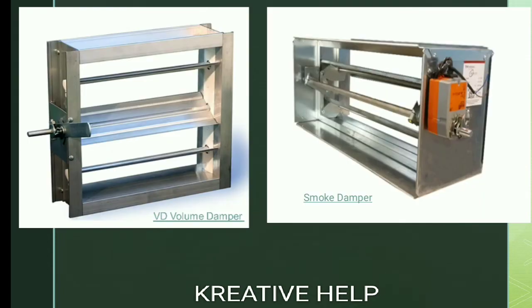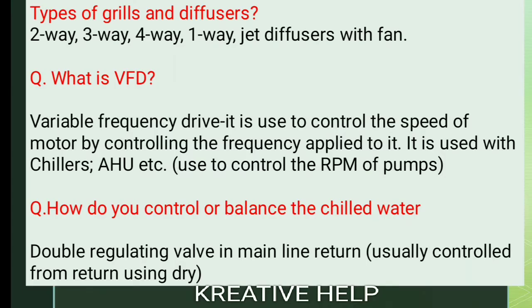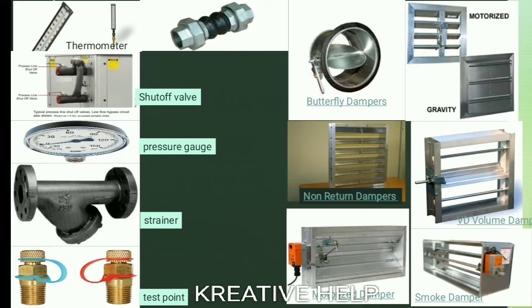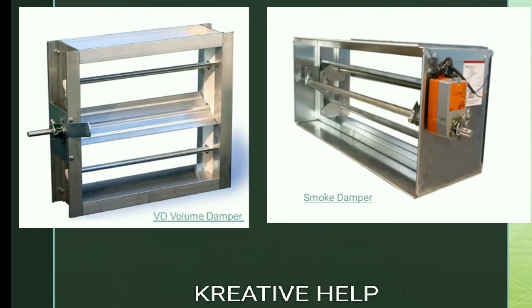Okay, so the volume damper, the VD damper, just controls the volume of air. And a smoke damper is used where smoke and some air need to be controlled, to keep the smoke outside. This is a smoke damper.